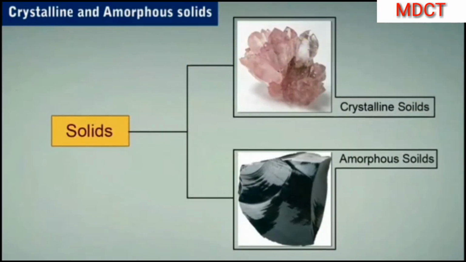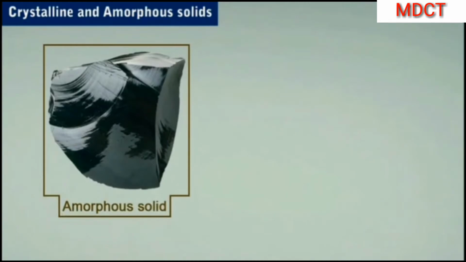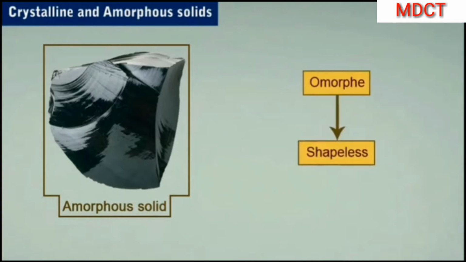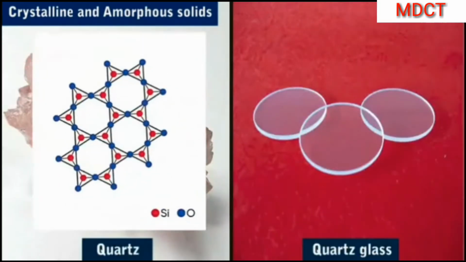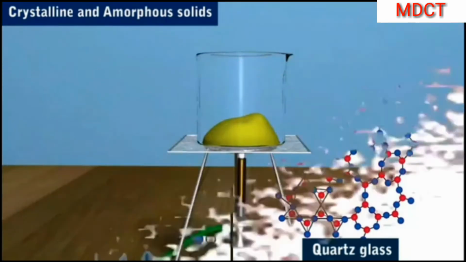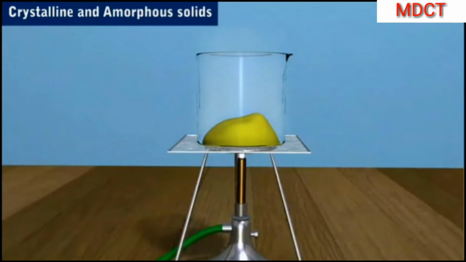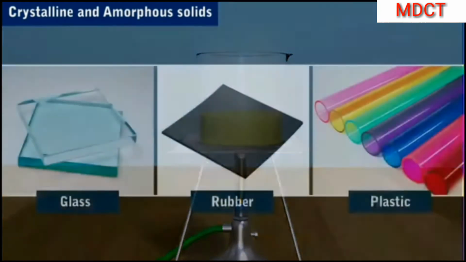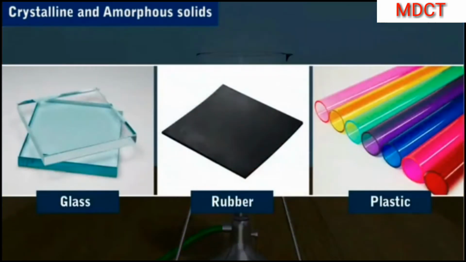Let us now study about amorphous solids. The term amorphous has been derived from a Greek word, amorph, which means shapeless. An amorphous solid consists of a number of constituent particles arranged in a random manner. Thus, amorphous solids do not have any definite geometry. There is a short-range order, which means that there is an irregular arrangement of particles that repeats itself to a certain extent only. Glass, rubber, and plastics are examples of amorphous solids.